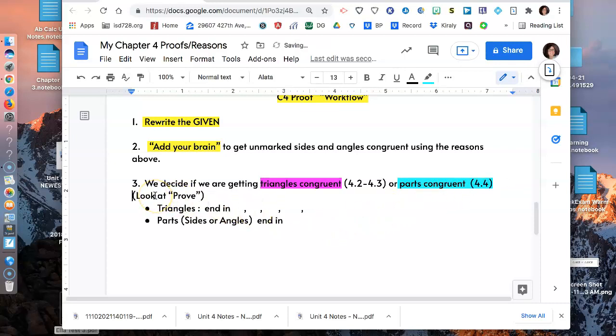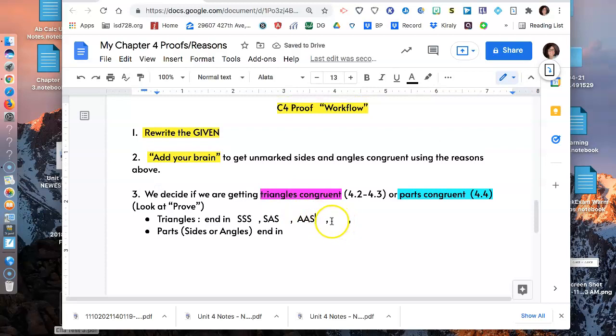To know that, you look at the proof, you'll know what I mean after we get to 4.4. When we are trying to prove triangles the same, we know we need to end in either side, side, side from 4.2, side, angle, side from 4.2b, or angle, angle, side from 4.3. Also from 4.3 is going to be angle, side, angle, but one of those we won't get to today. But those are going to be, and I think we should highlight those, triangles congruent.